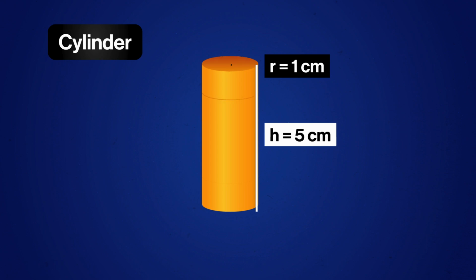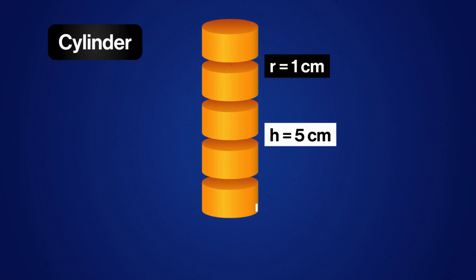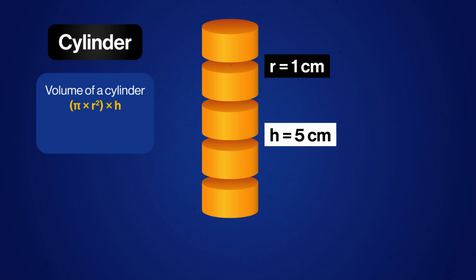Now imagine if we were to slice the stack at some point like a roll of cookie dough. We always end up with the same circle. So since we know the area of a circle, we can use the same trick we used for our rectangular prism. Then to get its volume, we multiply the area of the circular face by the height of the cylinder. In this case, that comes out to about 15.7 centimeters cubed.